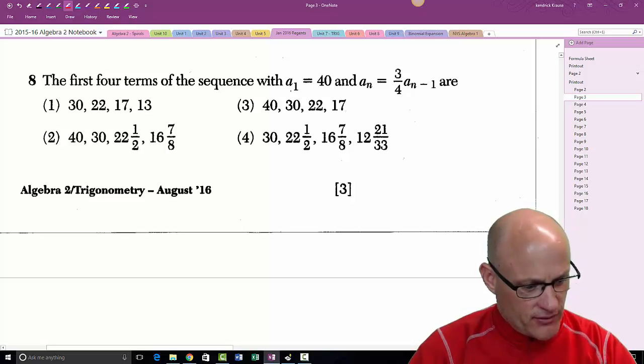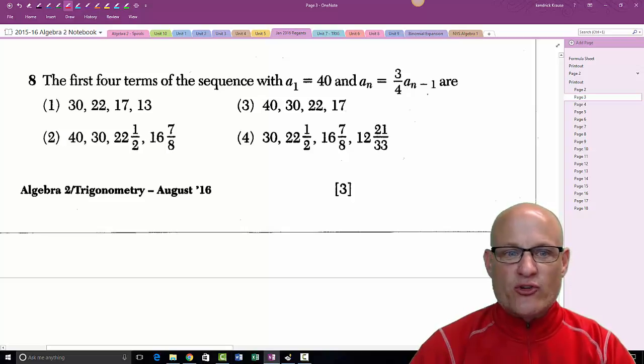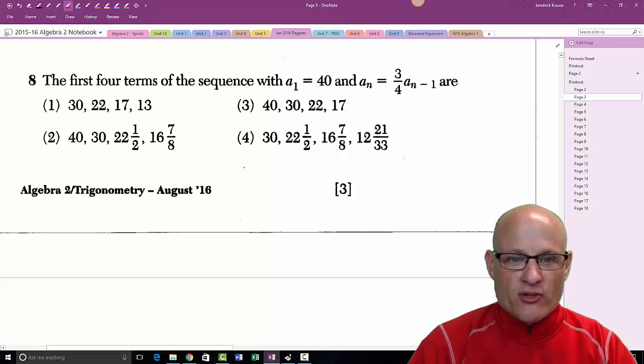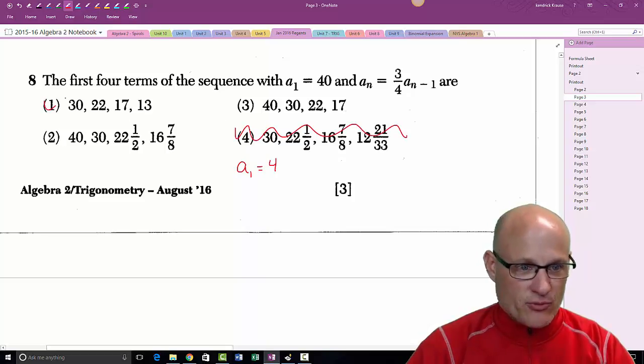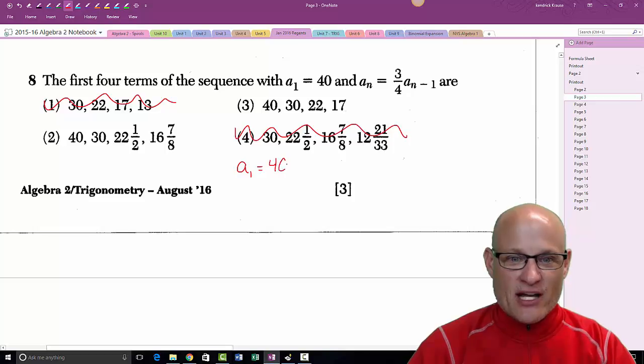That's 5, 6, 7, 8. Okay. The first four terms of a sequence, A1 is 40, A2 is 3/4. So this is a recursive sequence. So we'll start with A sub 1 equals 40. So the first four terms, this would be stupid and this would be stupid. So it's got to be one of these two. So it's got to be 40 to start.